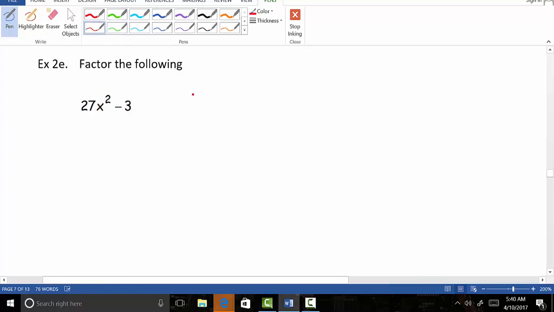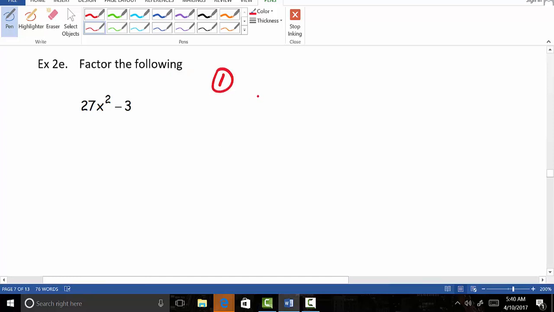Our first instinct when we're talking about factoring goes to possibly the difference of two squares. However, when we look at our numbers, 27 is not a perfect square. X squared is, but 27 is not. Likewise, 3 is not a perfect square. However, we always resort to step 1 when we're talking about factoring.